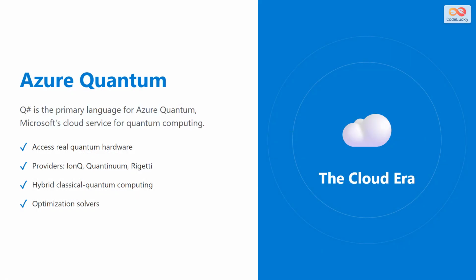Q# is the primary language for Azure Quantum. This cloud service allows you to submit your programs to real quantum hardware from providers like IonQ and Quantinuum. It enables a hybrid future where classical and quantum computers work together in the cloud.